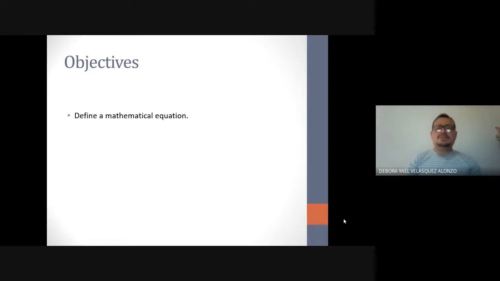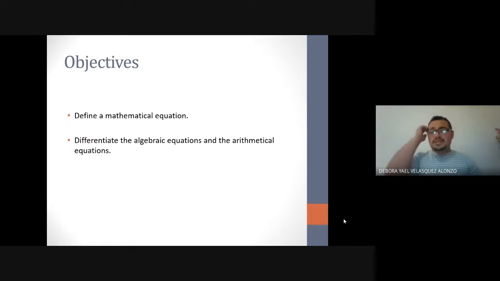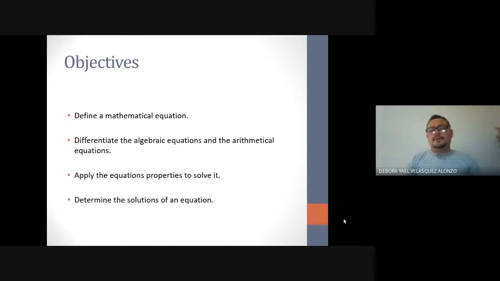So what are the objectives? First of all, define what a mathematical equation is. Then differentiate the algebraic equations and the arithmetical equations. There's a difference between them. We are going to apply the equation properties to solve equations. And of course, we're going to determine the solution of equations. So at the end, this is what we want to do in this first part.